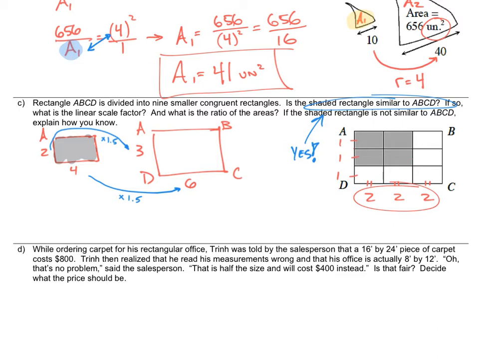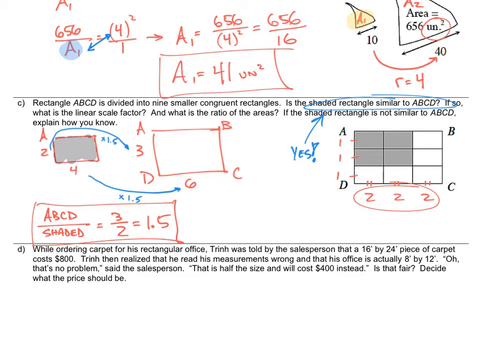What is the linear scale factor? So the scale factor here, let's write it like this, ABCD over shaded is going to be 3 over 2. You could also write it as 6 over 4, but both of those simplify to a decimal of 1.5. So that is the linear scale factor.